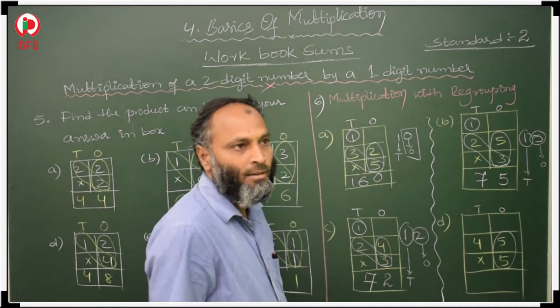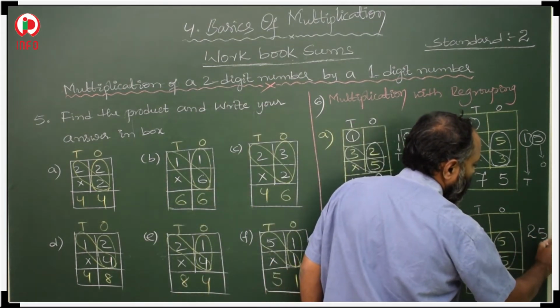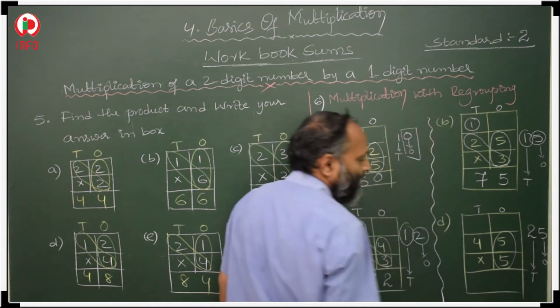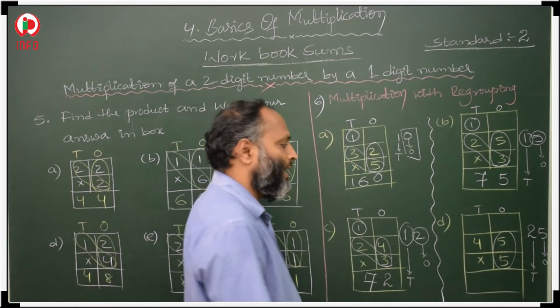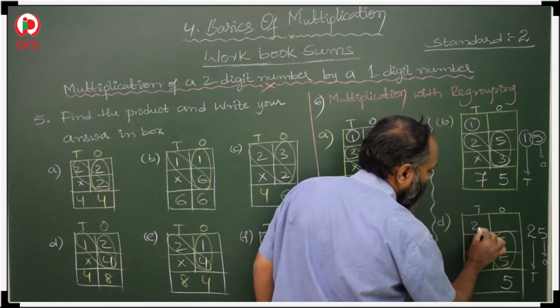Now here 5 is multiplied with ones place value. 5 5s are 25. This is in ones place. This is in tens place. In ones place we have to take 5. In tens place we have to take 2.